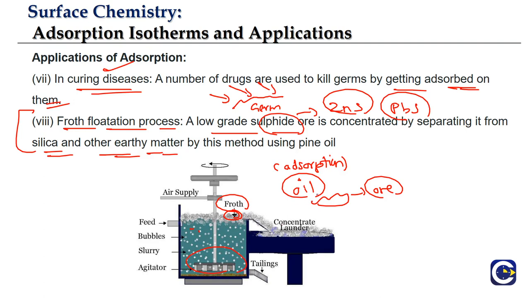So the adsorption of oil particles on the surface of the lead ore particles is the reason for the ore particles to come along with the froth, and we can easily separate that froth out and then remove the ore particles. So this method is based upon the idea of adsorption of oil particles onto the surface of the sulfide ore. So this is the metallurgical process for flotation based upon the idea of adsorption. So these are the applications of adsorption.